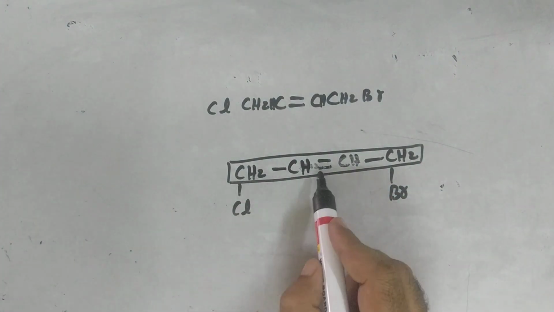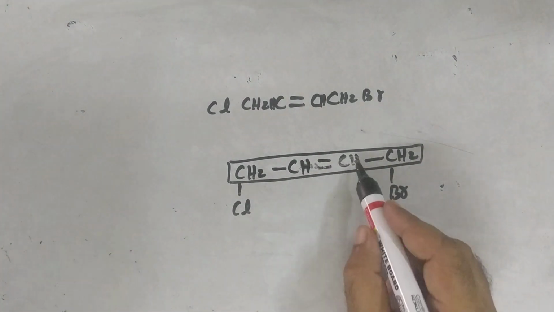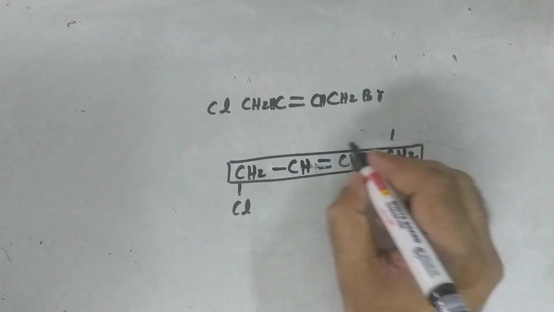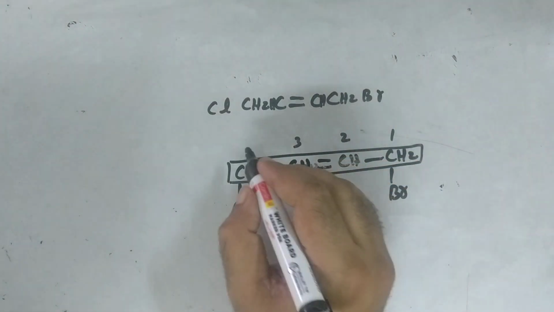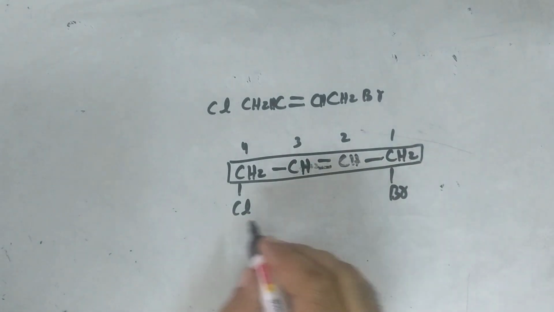If you do the numbering from here, double bond gets second position. If you do it from here, double bond gets number 2 position. We'll do it from here, so that bromine also gets lower number. B for boy, C for cat. So boy has to be given preference over cat.